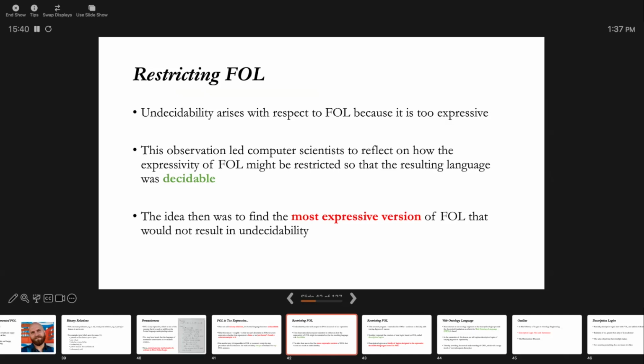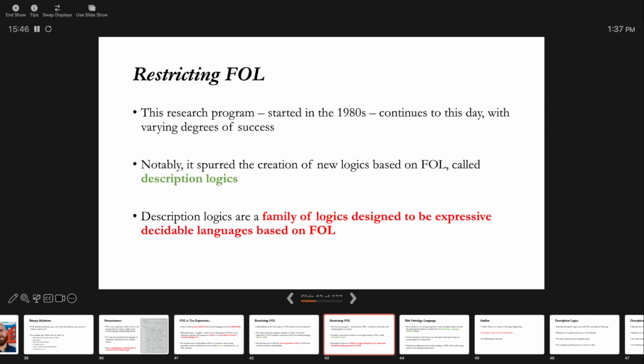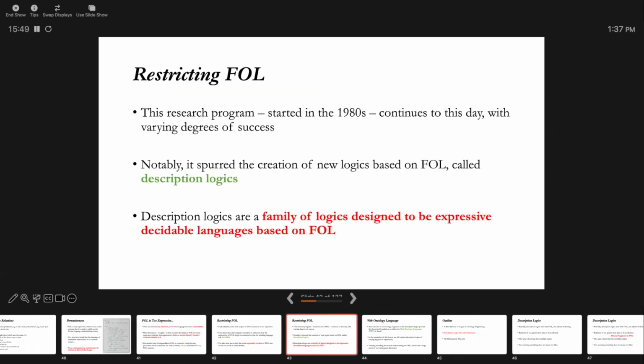Now, the idea here was to find the most expressive version of first order logic that would not result in undecidability. And this created a research program started around the 80s, which continues to this day with varying degrees of success. And it's spurred the creation of new logics based on first order logic called description logics.